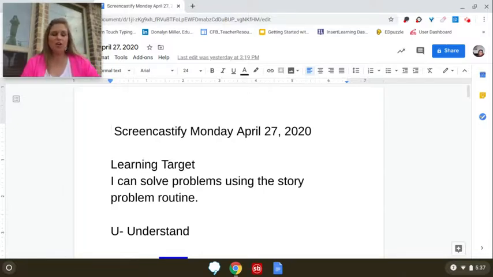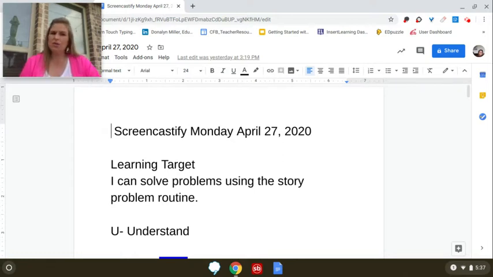Today, our learning target is I can solve problems using the story problem routine. And we are talking about how we're going to solve the story problems. And specifically, we're going to talk about our UPS routine that we use, or I call it strategy sometimes. So let's go over that together.